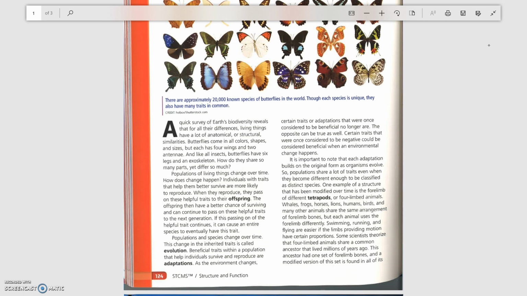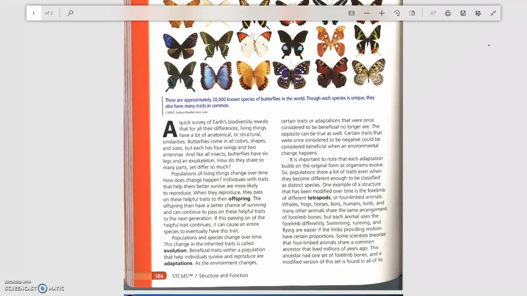Beneficial traits, or traits that help individuals within a population survive and reproduce, are adaptations. As the environment changes, certain traits or adaptations that were once considered to be beneficial no longer are. So think of the example in science when we looked at the whale and how the whale used to have legs. Once those legs were no longer beneficial to the animal, then over time the animal lost those limbs. The opposite can be true as well. Certain traits that were once considered to be negative could be considered beneficial when an environmental change happens.